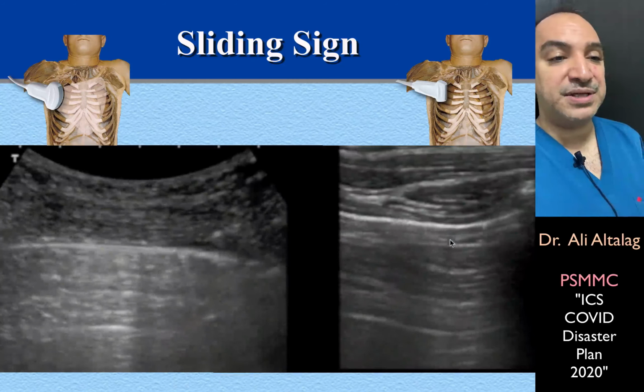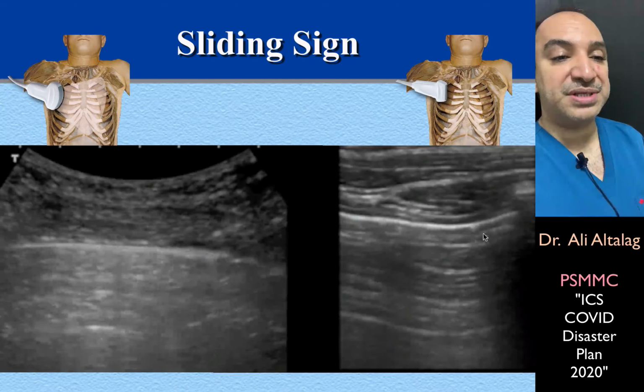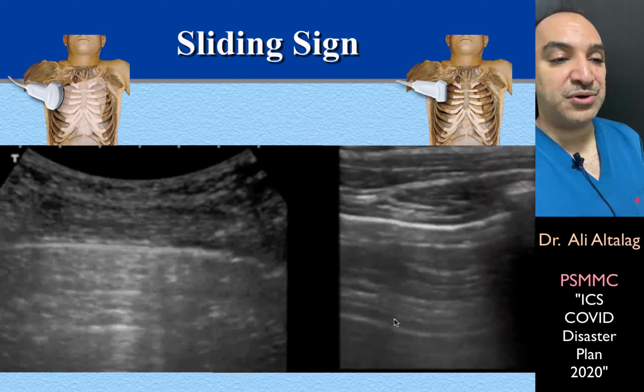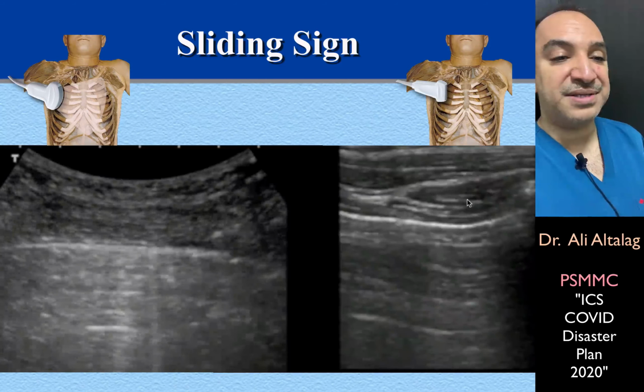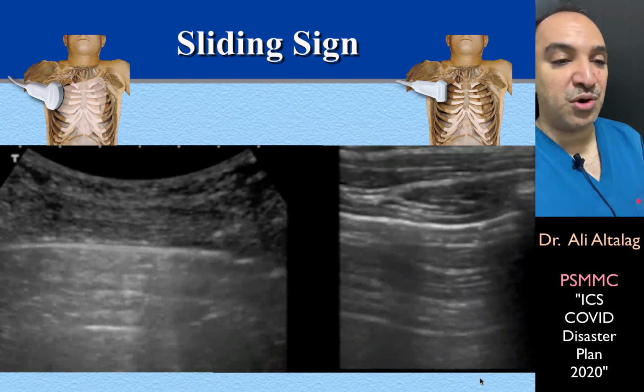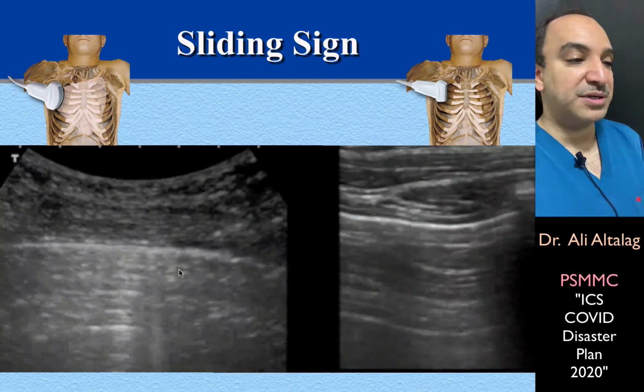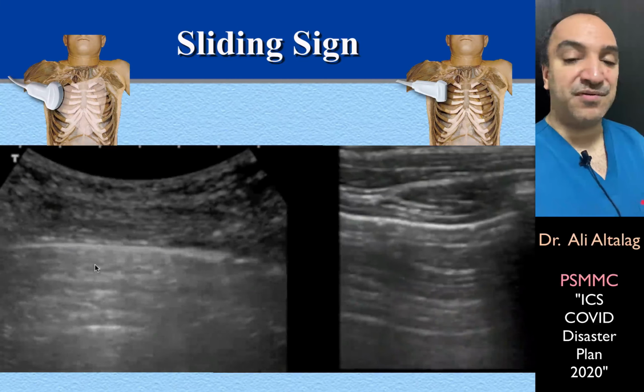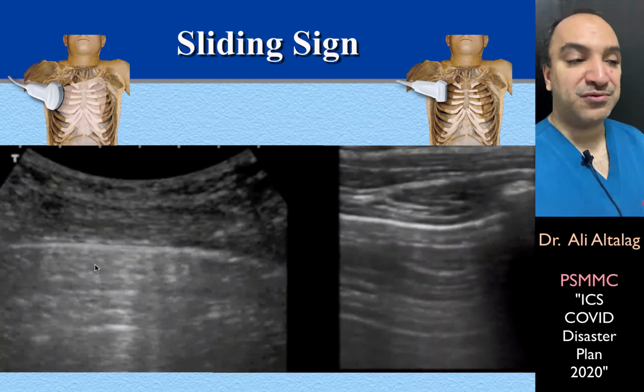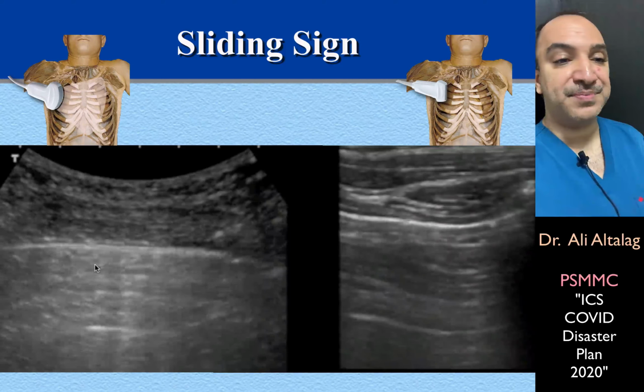And the second thing you see here is B lines. You see some sort of lines that start from the pleura going all the way down. You see them here more clearly. So B lines also is another way of ruling out pneumothorax. The presence of B lines makes pneumothorax extremely unlikely beneath your transducer.